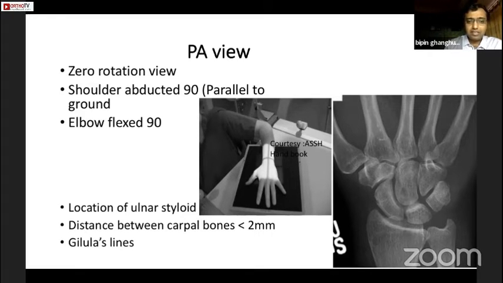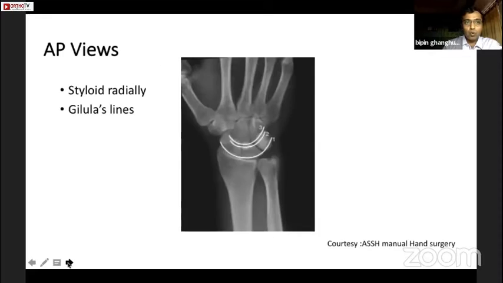Also, the distance between the carpal bones is less than 2 mm, and always look for the Gilula's lines. In this case, you see the first Gilula's line along the proximal part of the scaphoid, lunate, and the triquetrum. Then the second Gilula's line is along the distal part of the scaphoid, lunate, and the triquetrum. And the third Gilula's line is along the capitate and the hamate. So all these things should be looked for in a proper PA view.